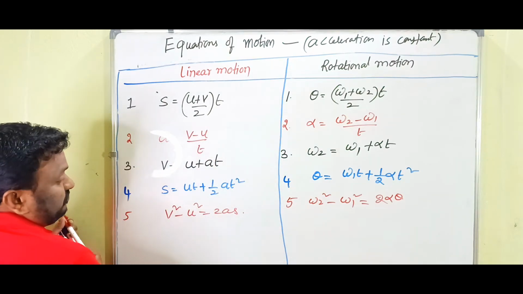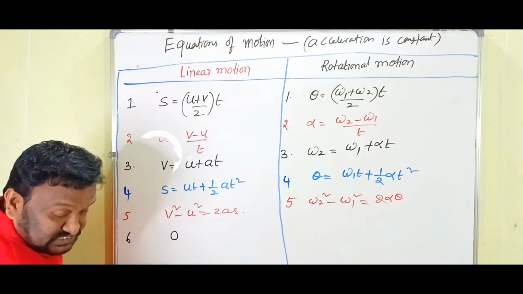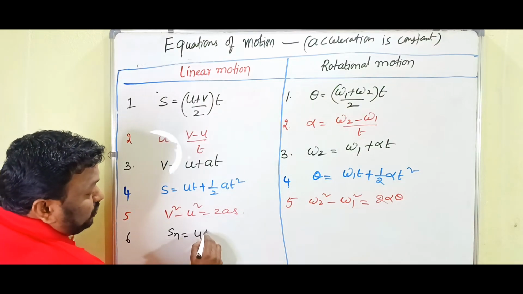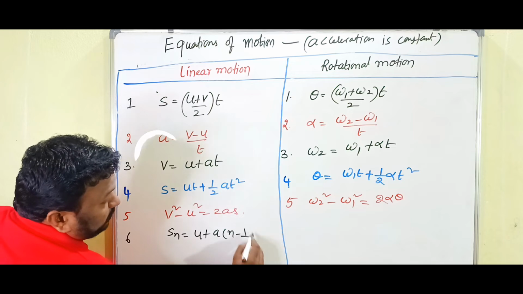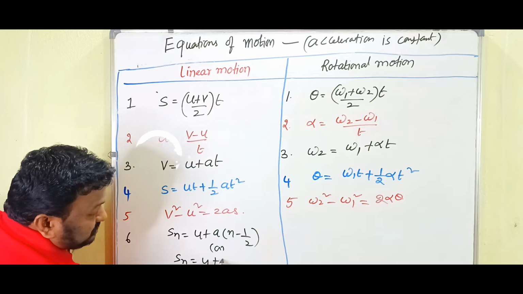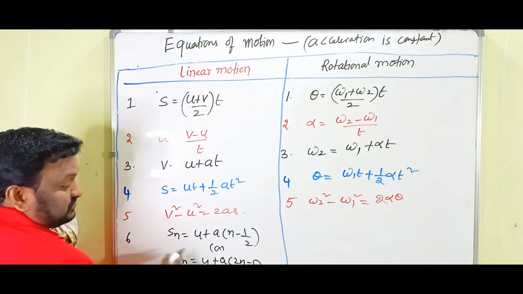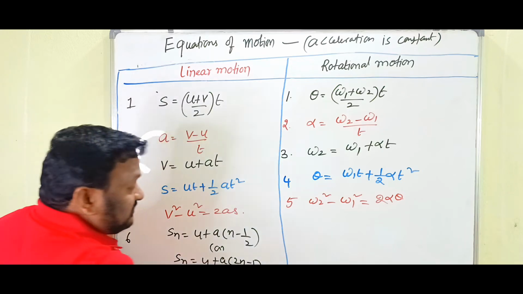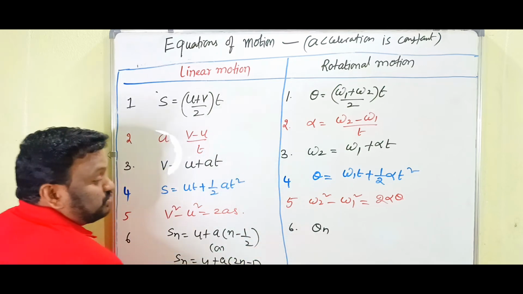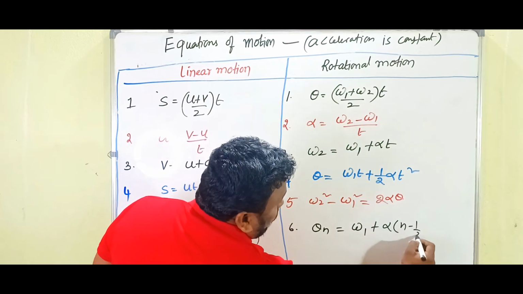And now here the final one, Sn is equal to u plus a of n minus half. This is also written like this: Sn equals u plus a by 2 into (2n minus 1). So both are the same. The same equation should be expressed like this: theta n is equal to omega 1 plus alpha of n minus half.